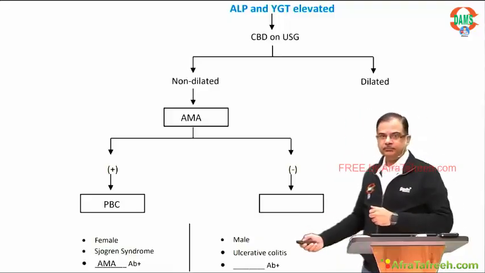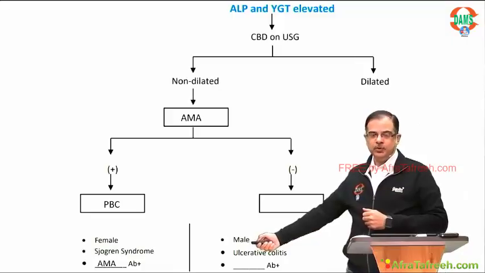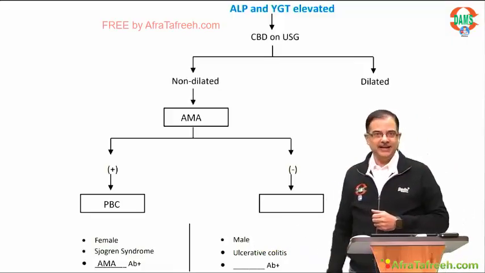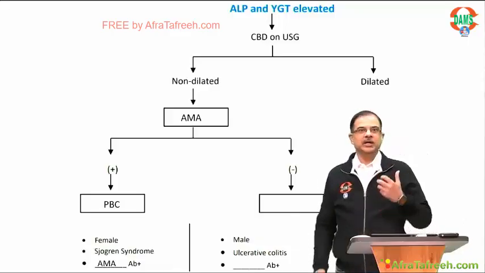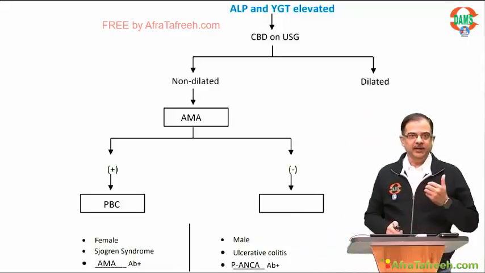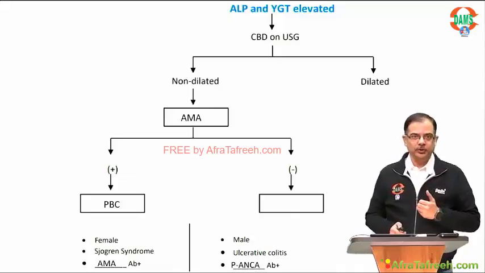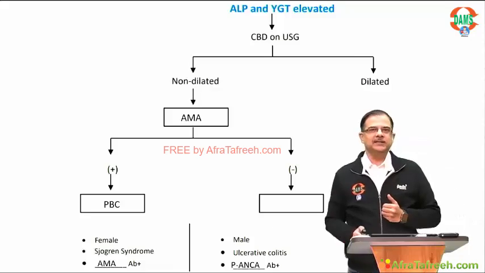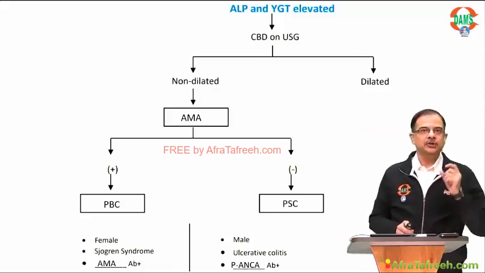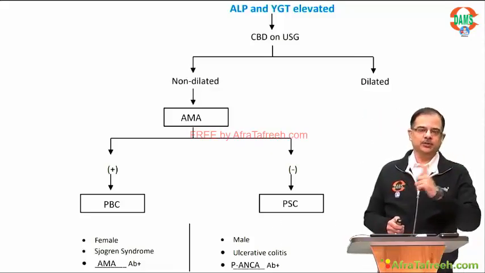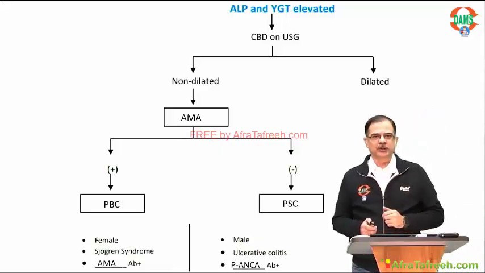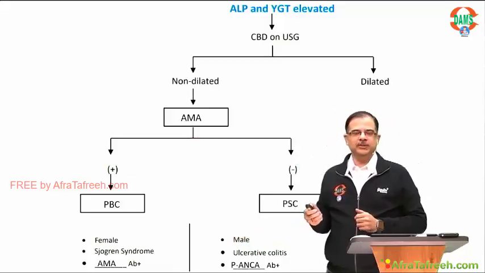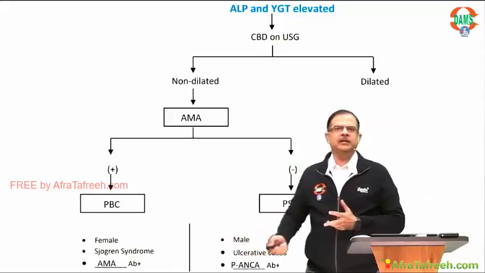While the disorder which is more common in males, where ulcerative colitis history is present, it means it is a case where ANCA antibodies are positive, p-ANCA antibodies will be positive. So this is seen in primary sclerosing cholangitis. So these two conditions we can differentiate not only on the basis of the antibody but clinical features also.